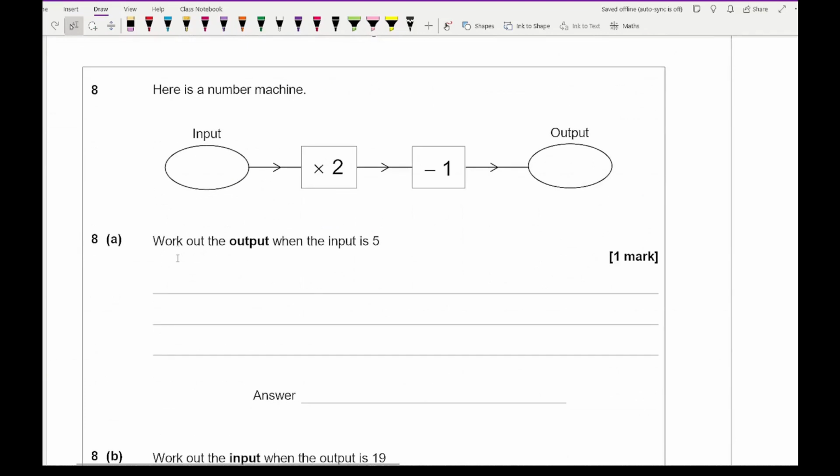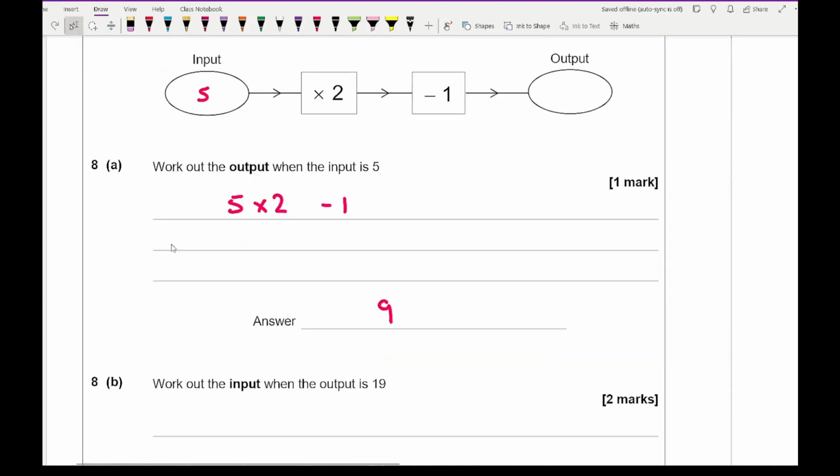Moving on to question 8, it says here is a number machine, and it says work out the output when the input is 5. So if I put 5 here, I'm going to have 5 times 2, which is 10, take away 1, which is 9. Then question 8b says work out the input when the output is 19. So for the output, if I'm going in the opposite direction, I need to use the opposite operations. So I'm going to have 19 plus 1 divided by 2. So 19 plus 1 is 20, divided by 2 is 10.